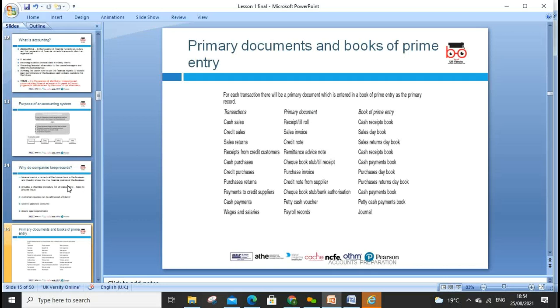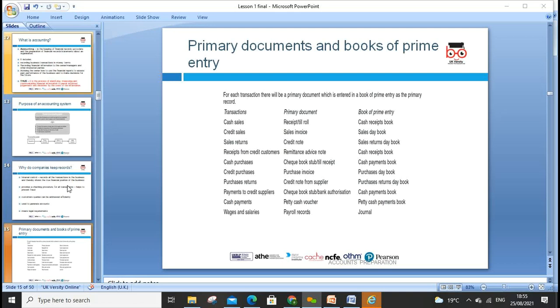So primary documents and the book of prime entry, what is that about? Transactions. Cash sales is a transaction. So when we sell something, we are giving the goods away and we are getting the cash. If we're not getting the cash, okay, we need to make sure we record all the transactions.